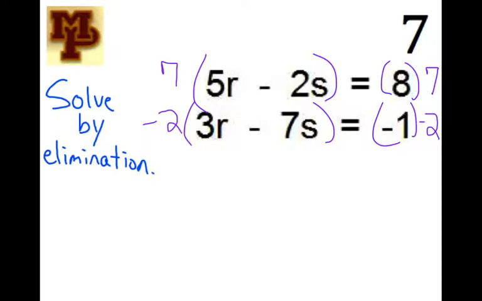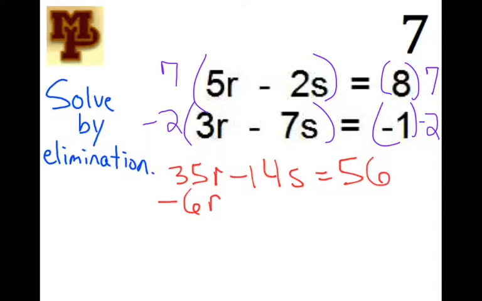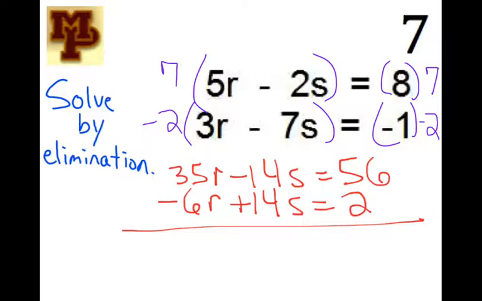So top equation is going to be 35r minus, and that's 14s, and then on the right hand side that would be 56, and then the bottom equation is minus 6r plus 14s because of the two negatives, and then that's going to be 2, and then add those two equations together, so that will cancel out the s's. So we're going to have 35 minus 6, so 29r equals 56 plus 2, so 58.